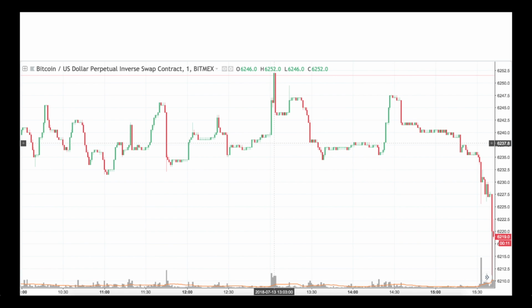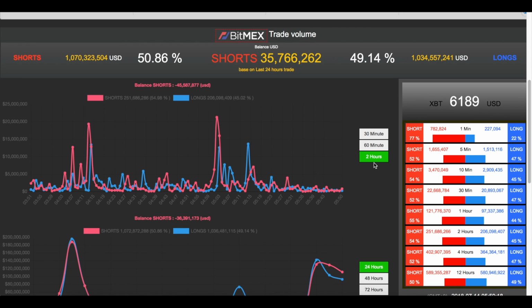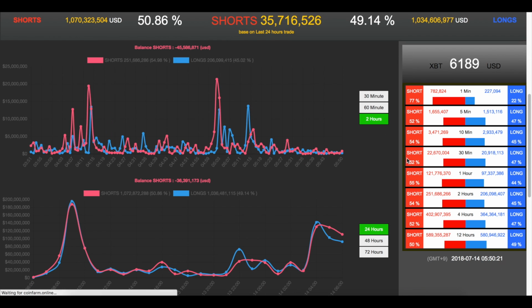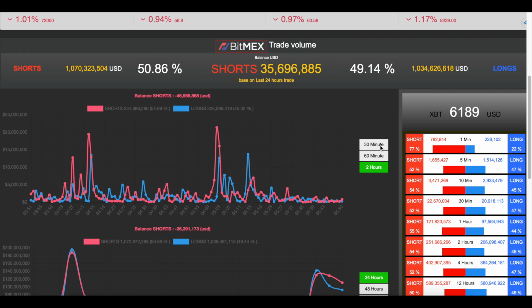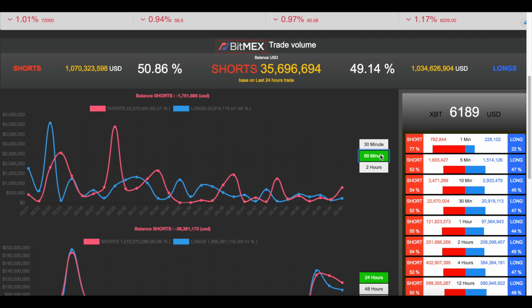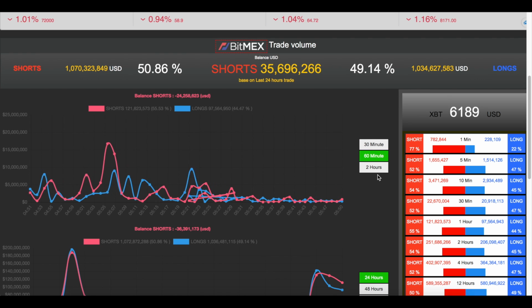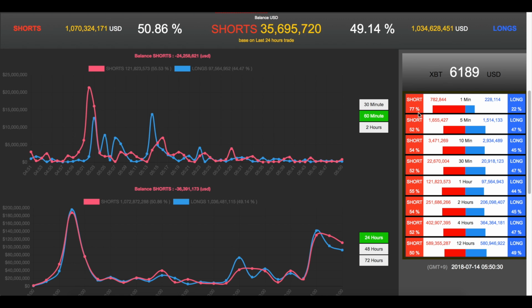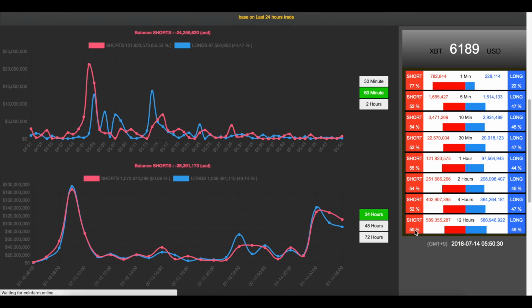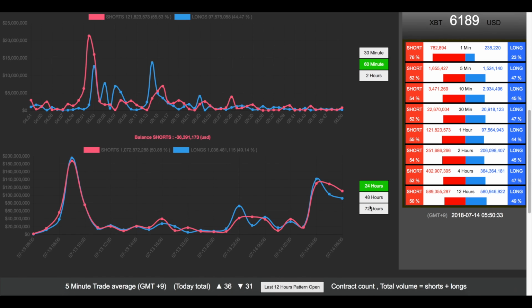Okay, so now I just want to do a quick look at Coinfarm.online, the site that I pulled this data from, and just explain how it works. So this is 1 minute candlesticks, as you can see here, and you can put on the 30, the 60, the 2 hour. You can also see the amount of shorts and longs percents here, all that data. And then you can also see the hourly. So every hour it creates a tick of how many shorts and longs have entered.